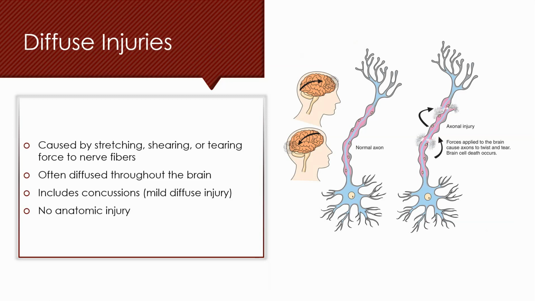What ends up happening is when we have a concussion, you have that rapid movement, and you have that underlying nerve damage that occurs at the axons. And when that occurs, we have that loss of consciousness, and then of course short-term or long-term memory loss to go along with it.